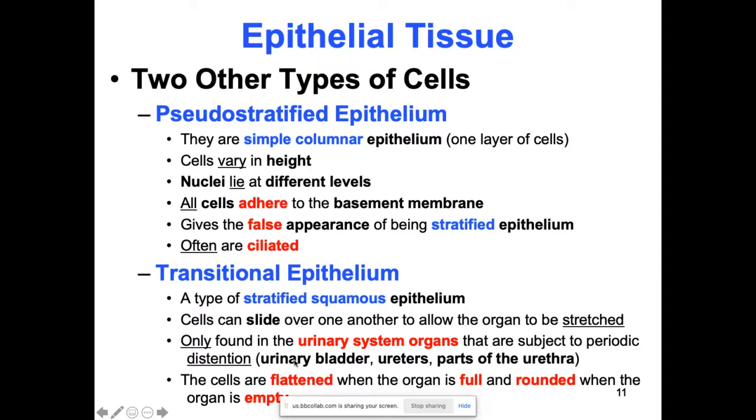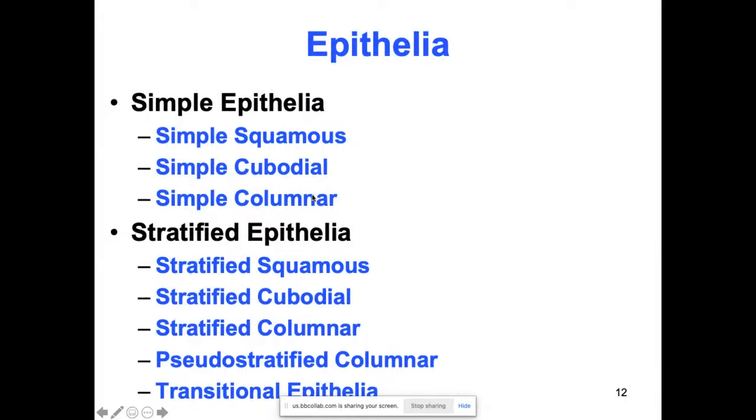Transitional, we said it's in the urinary system, the urinary bladder, the uterus, urethra, ureters, anything like the balloon that's going to expand and contract. So the cells will change shape.